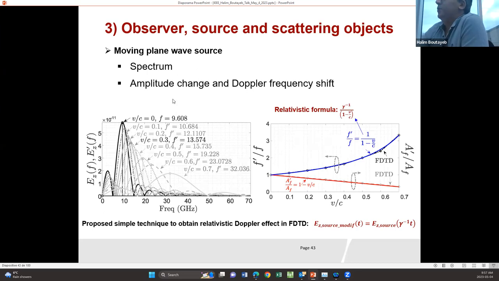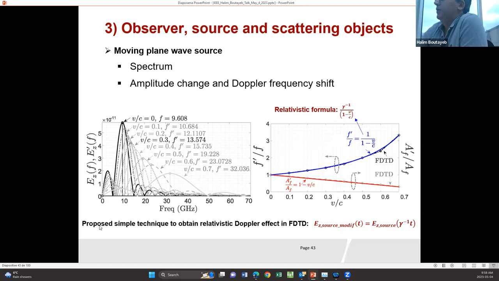This is the spectrum for the moving plane wave source. This is for the matched actual plane wave source. And this is how the amplitude is changing with different v over c, and how the frequency is shifted. If we measure the result from the FDTD, we get this Doppler effect: f prime over f will be 1 over 1 minus v over c. And the amplitude varies oppositely. The relativistic formula is given by this. So what is missing in our formula is gamma minus one.